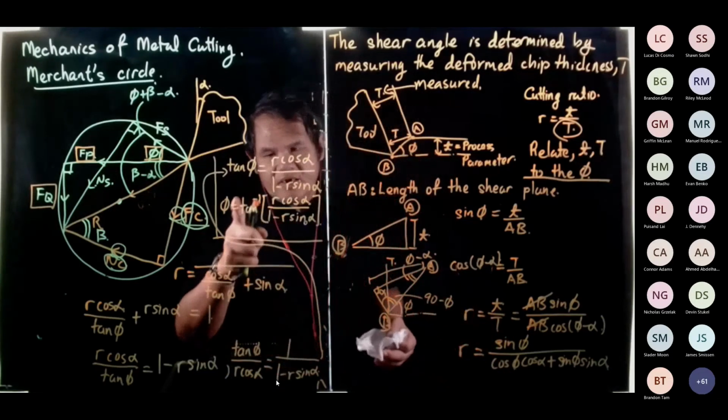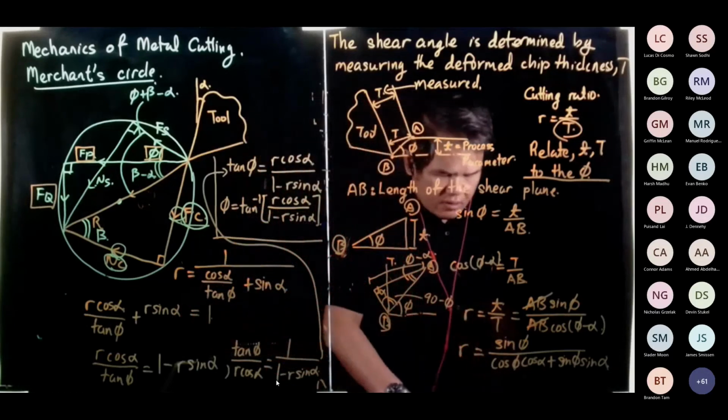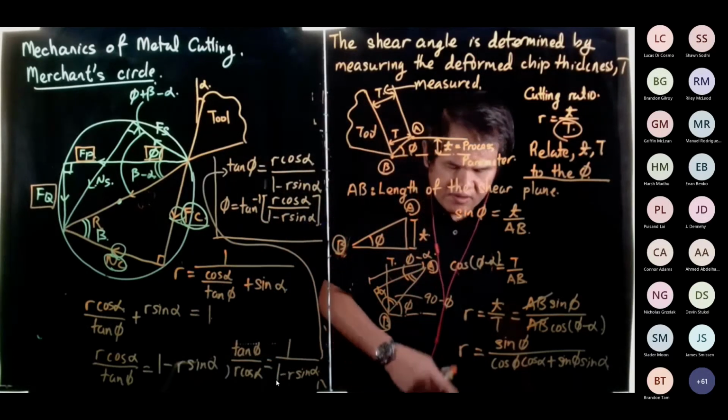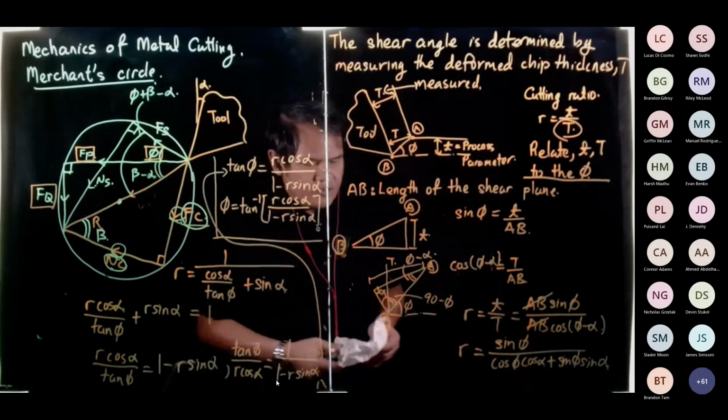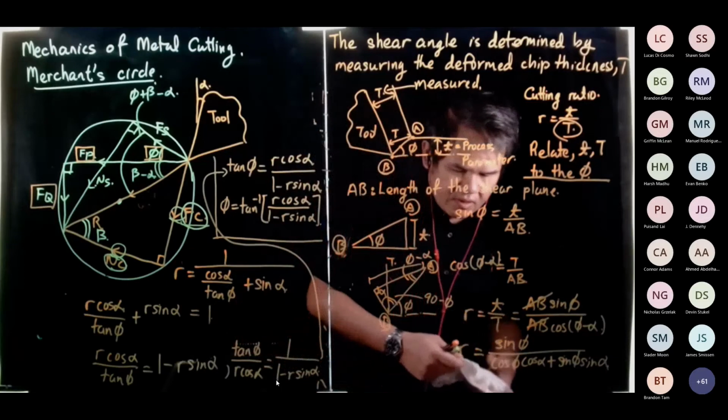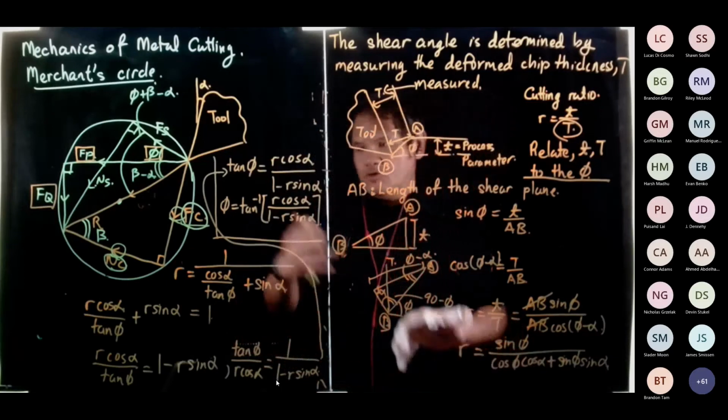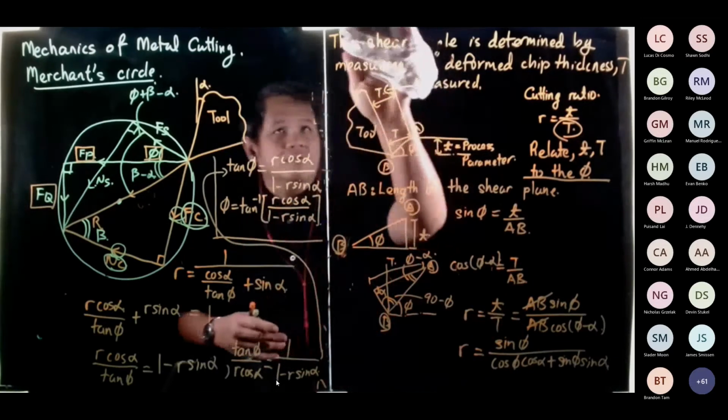So he realized that the shear angle is very difficult to find. Okay, it's very tedious experimentally. So he tried to predict. Okay, so I'm going to show you how the prediction happened.